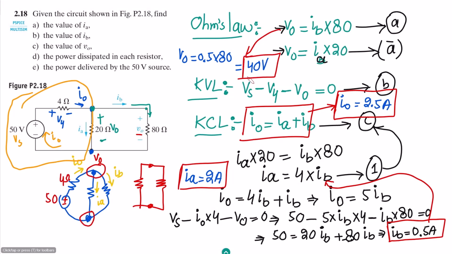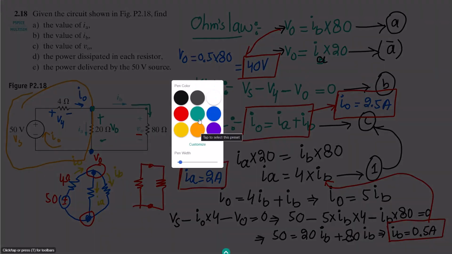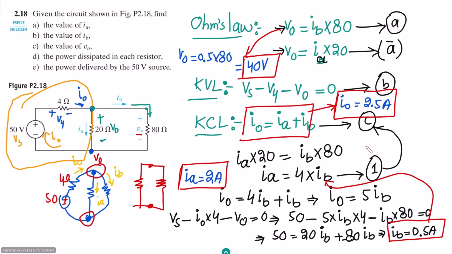So we have found some values. Let me go through the parts and find the value of IA. We have already found it out. The value of IA is here. This is part A. The value of IB is also found out, that is here. The value of V naught, we have also found it out. This is C. Now the power dissipated in each resistor. To find that out, let me remove some parts of it here.